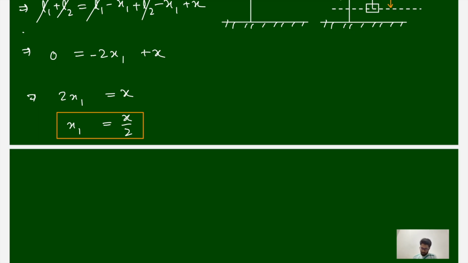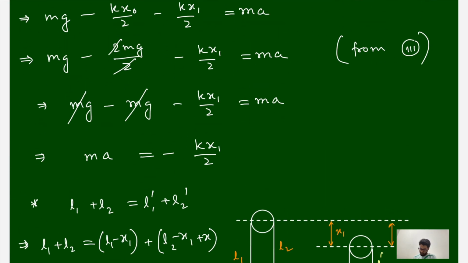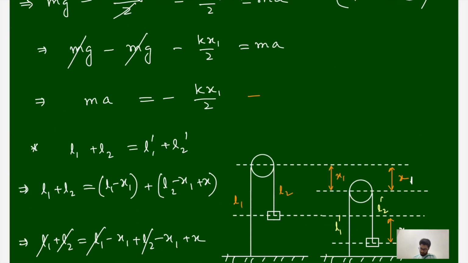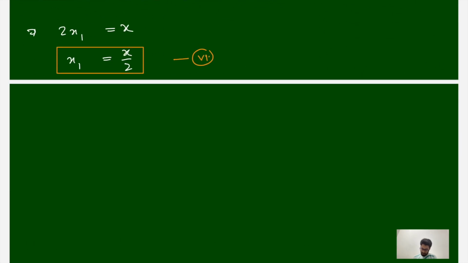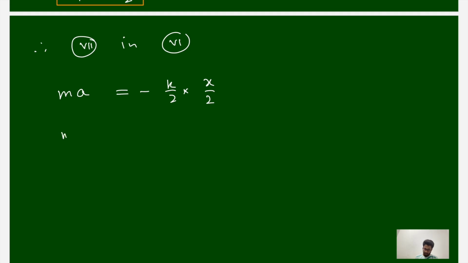Okay, so we can call this the sixth equation, and this one the seventh equation. Now we'll substitute the seventh equation in the sixth. Then mass into acceleration is equal to minus k by 2 into, in place of x1 we'll write x by 2. So here we are getting ma is equal to minus k by 4 x.